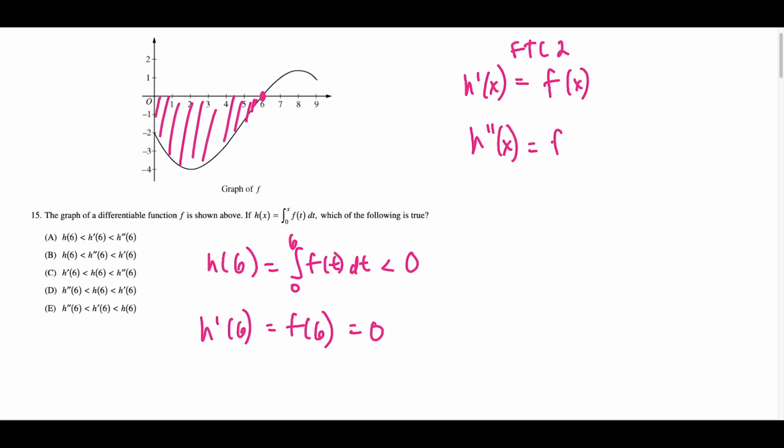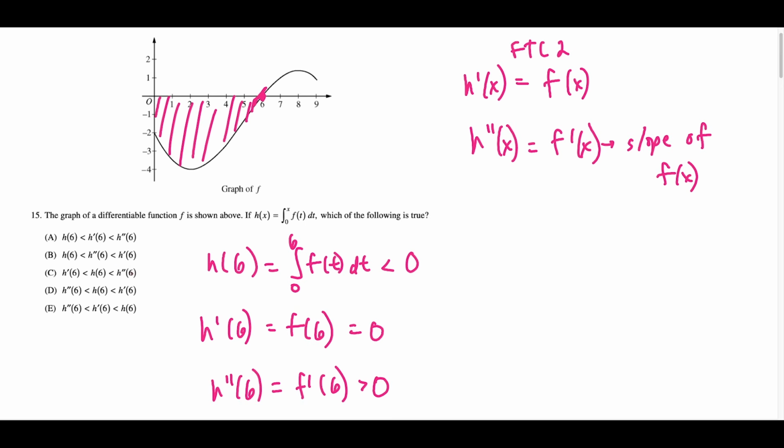And then the next function we have to talk about is h double prime of x, which is equal to f prime of x. And think of this as the slope. So this is the slope of f of x. So when we want to talk about what is h double prime of 6, this is equal to the slope of f at x equals 6. And the slope here, it doesn't matter what the value is, but I think it's clearly obvious here. If you look carefully, this function is increasing. So the slope there is positive.